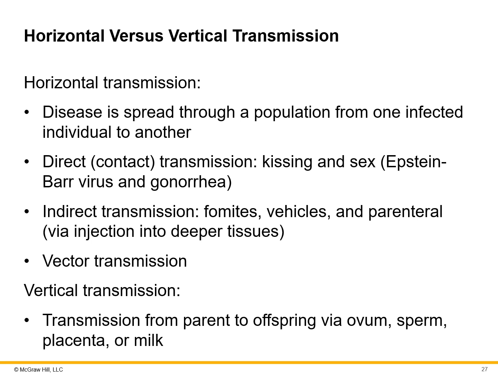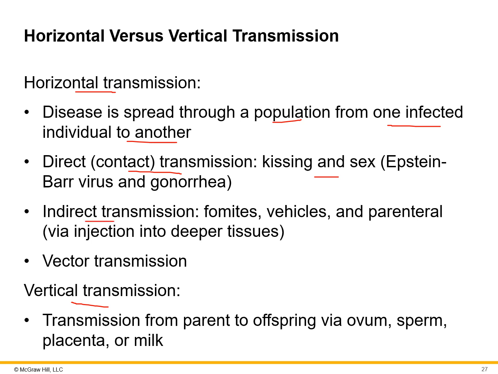So when we're talking about transmitting, we can have either horizontal transmission or vertical. In horizontal, the disease is spread through a population from one infected person to another. So again, think of it as linear. This person gets it, gives it to another, kind of like a domino effect. So it's due to direct contact or transmission like kissing or sex. It can also be indirect transmission.